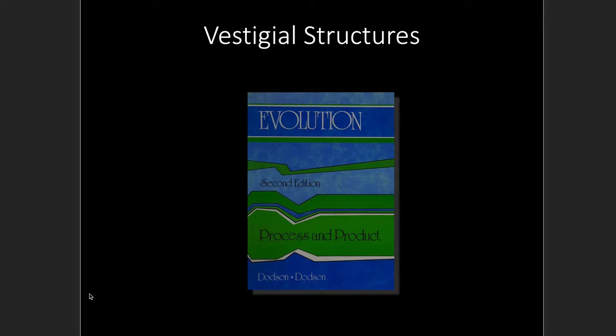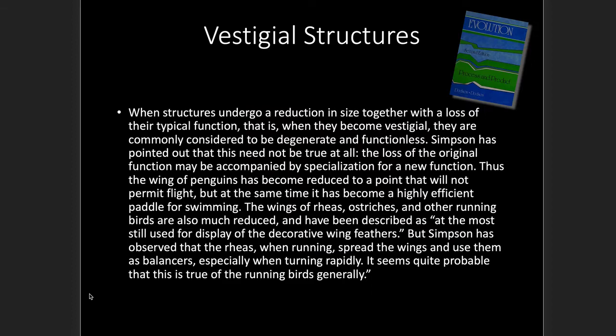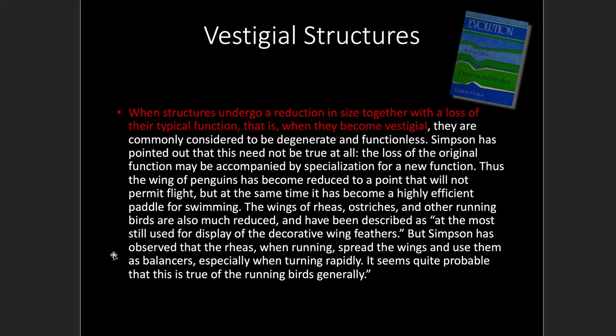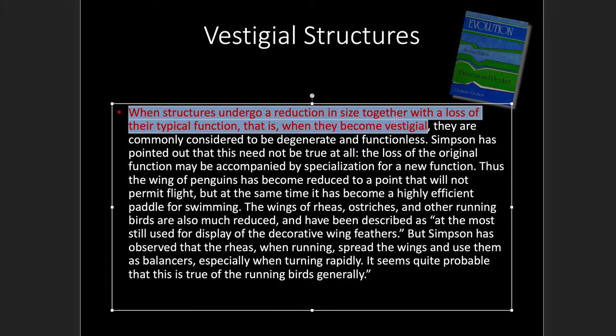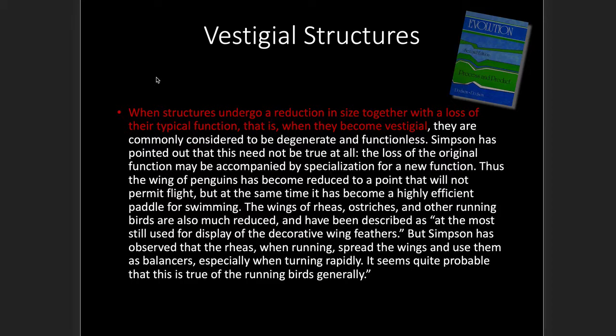Now, an important subcategory of junk and junky designs are vestigial structures, a very common idea in evolutionary thought. And here's a textbook that talks about vestigial structures. So what does it say here? So, when structures undergo a reduction in size, together with a loss of their typical function, that is, when they become vestigial. Okay, let's stop right there for a second. We need to understand this is evolution speak. So when you look at a structure, it doesn't say vestigial on it. And there's no objective criteria for judging whether something is or is not vestigial. It's an evolutionary concept. It's vestigial if evolutionists say it is. So you need to be careful when reading the literature and know what's fact and what's fiction here. So when they talk about undergoing a reduction in size and a loss of function, this is not observed. This is inferred by first assuming evolution occurred. Okay, so let's move on.